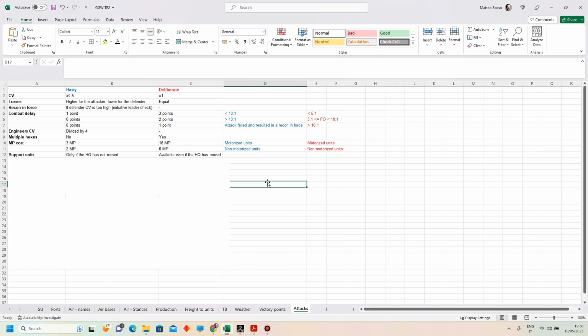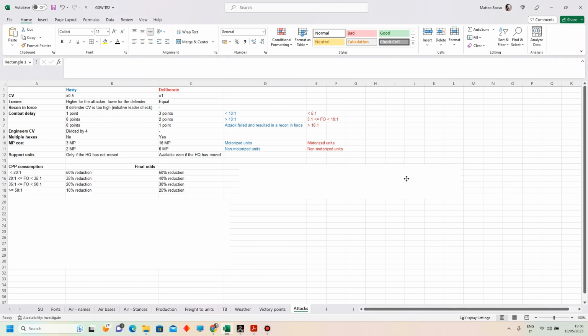hasty and deliberate attacks. One important point that has been changed between the original release of the game and some other patches is the reduction of combat preparation points. Don't read the original manual, because it's wrong. In the original manual, it says that every attack consumes 50% of CPP. Now, that's wrong. This has been changed finally.